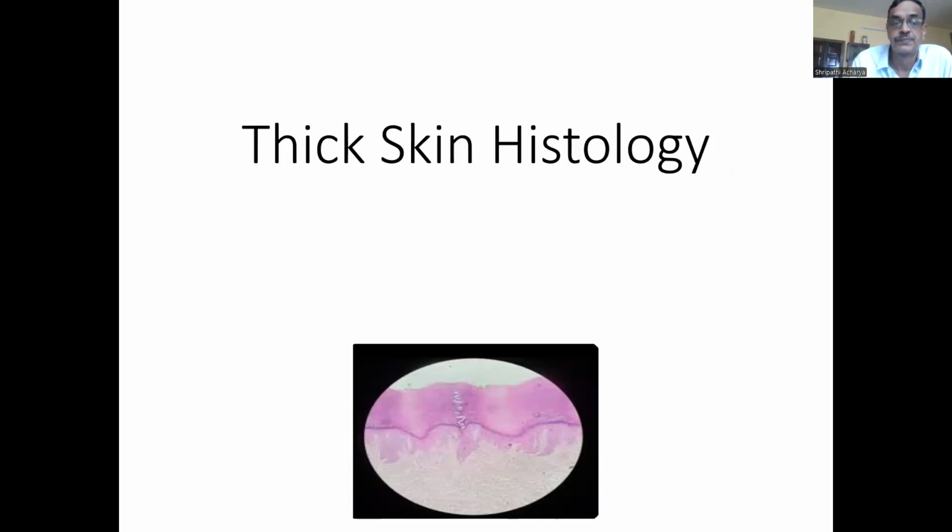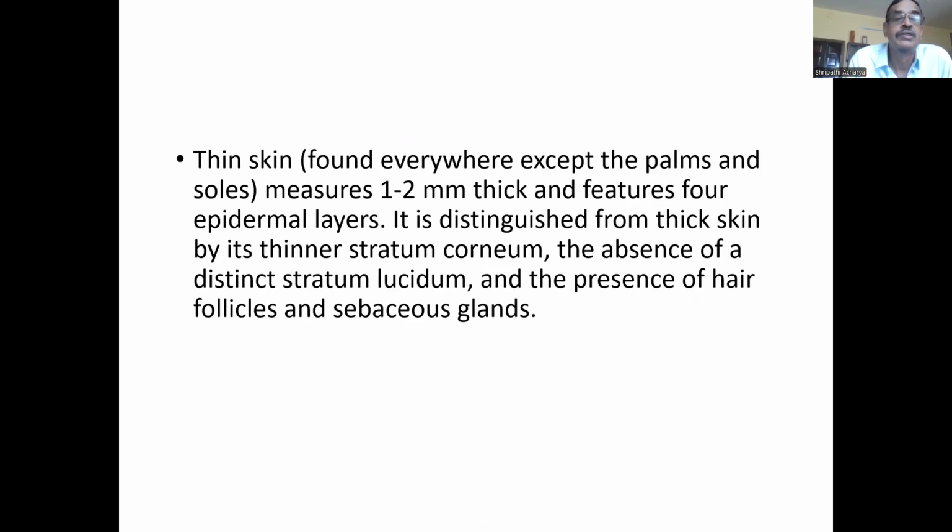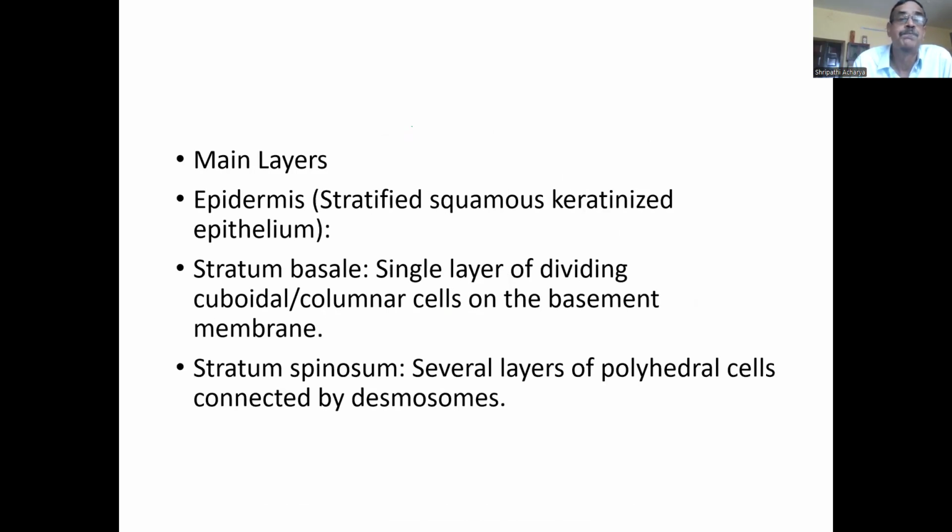So, thick skin. Next, thin skin. Thin skin, found everywhere except the palms and soles, measures 1 to 2 millimeters thick and features four epidermal layers. It is distinguished from thick skin by its thinner stratum corneum, the absence of a distinct stratum lucidum, and the presence of hair follicles and sebaceous glands.